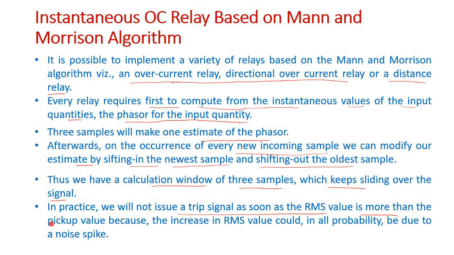Then in practice we will not issue a trip signal as soon as the RMS value is more than the pickup value, because the increase in the RMS value could in all probability be due to a noise spike. So it is not that with a single estimate we give the trip signal. Suppose we get a value greater than the pickup current, it is not that we should give the trip signal. No, because it may be due to a noise spike. So we need to hold it for some more number of times.